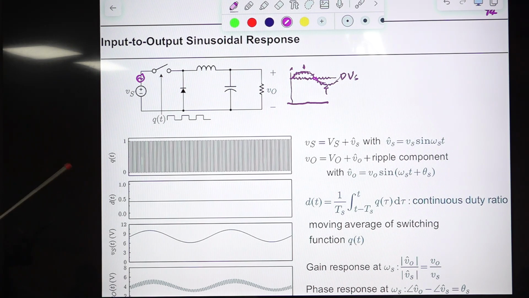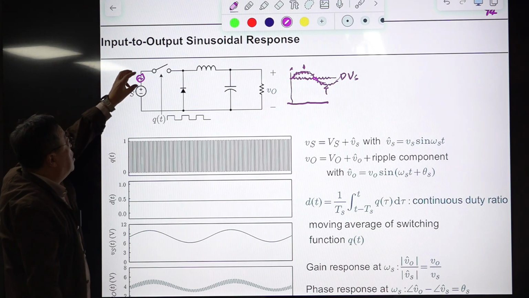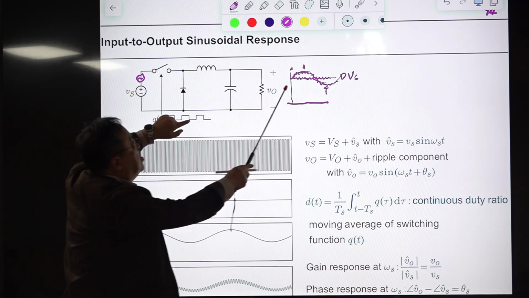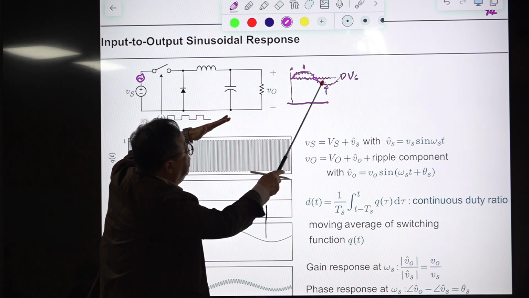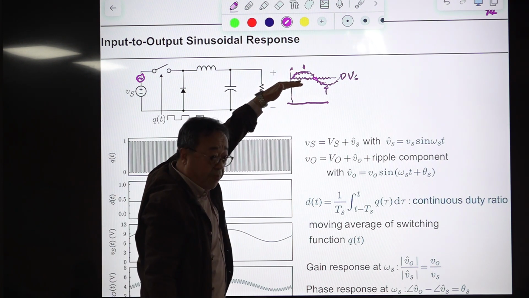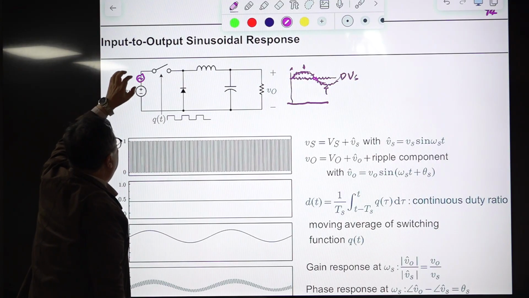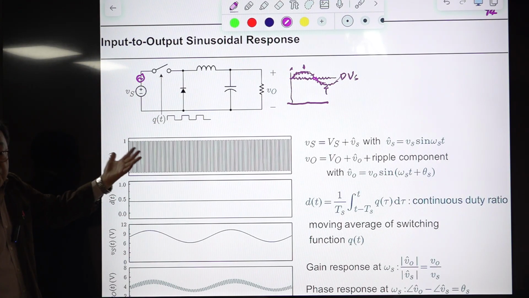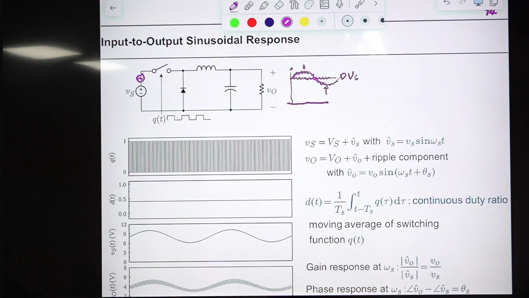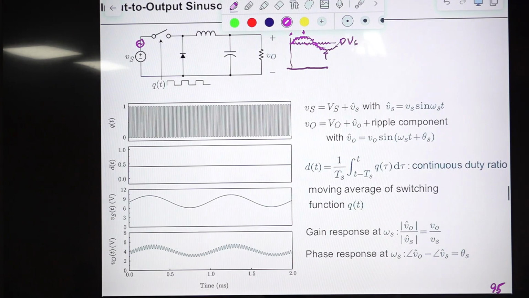Then, if you consider this sinusoidal AC as input, and for this value you take out the ripple component and the DC component, then you may think AC in, AC out. Then you may think there is some frequency response of this converter at a particular frequency. Okay, that is the basic concept here. And to show that, I did some simulation.